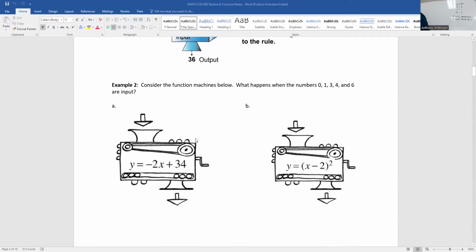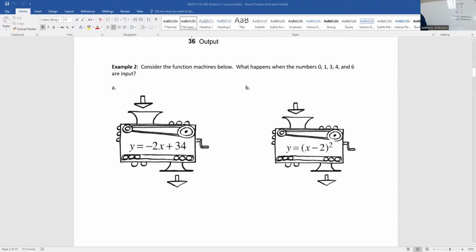All right, so in this example, here's a couple of function machines that I found here. Okay. So let's say we had these two function machines, and for each one of them, what would happen when the numbers 0, 1, 3, 4, and 6 are your inputs?